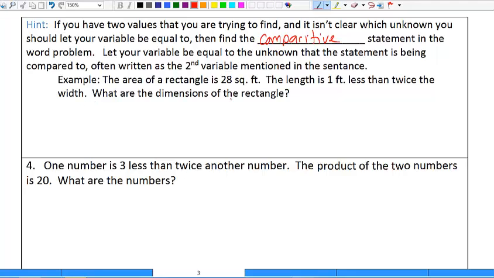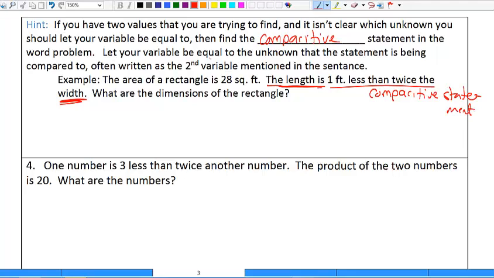We have three sentences. The first sentence talks about area and gives you some information. That is not comparing one variable to another. The second sentence says the length is blah blah blah to the width. The length is being compared to the width. I know there's a lot of words in there, but I am comparing the length to the width. Do you see how this is the comparative statement? Okay.